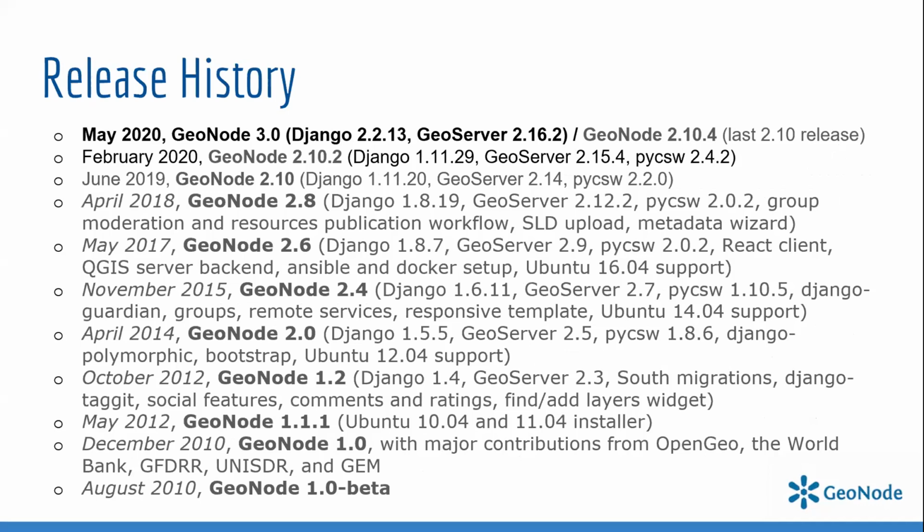Very quickly, this is the release history of GeoNode. So in February, we had the GeoNode 2.10.2 release, and in May 2020, more or less 1 month ago, a bit more, we released finally GeoNode 3.0, which is based on Python 3 and Django 2.2, and the last release of the 2.10 train, which is GeoNode 2.10.4.